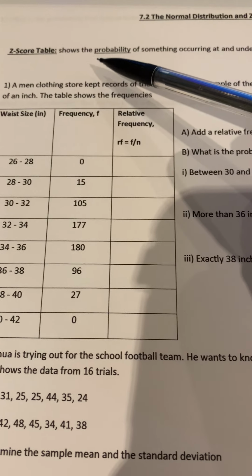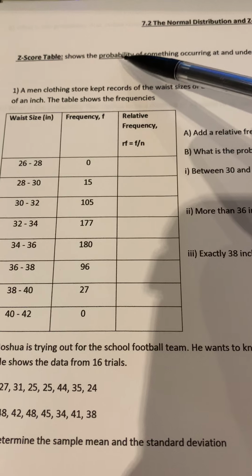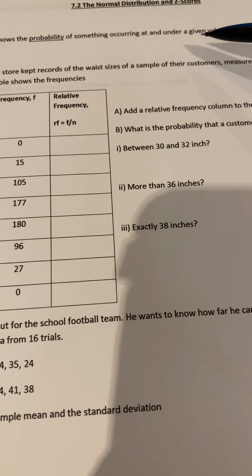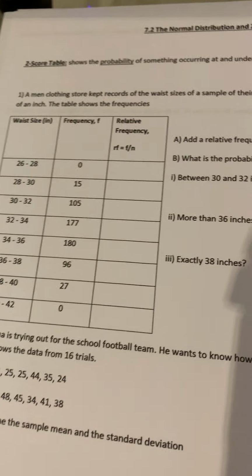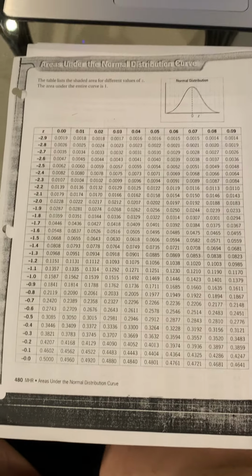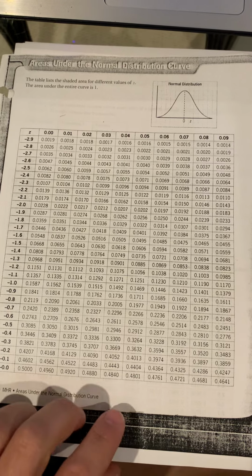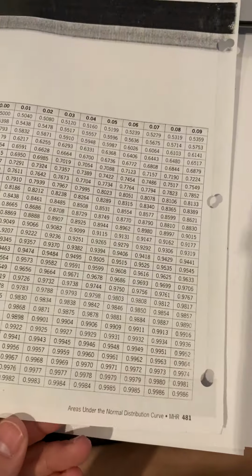The z-score table shows the probability. So we get the score and now we can find the probability of something occurring at and under a given value. The table is in your textbook, on page 480. It looks a little bit daunting, but it's not actually very difficult. It's back and front, pages 480 and 481.